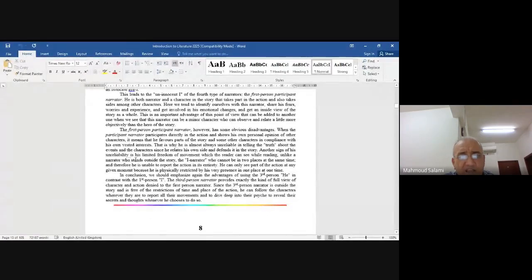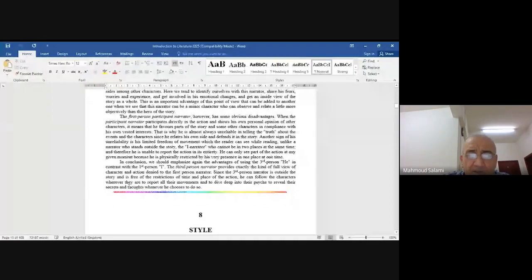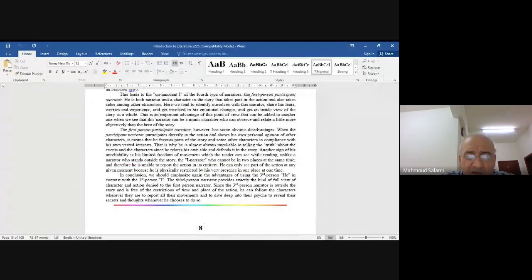In conclusion, we should emphasize again the advantages of using the third person. In contrast with the I person, the third person provides exactly the kind of full view of character and action denied to the first person narrator. I think this is the whole thing about narration that I want to say for you today. So I will stop here, and I'll continue from there next time.